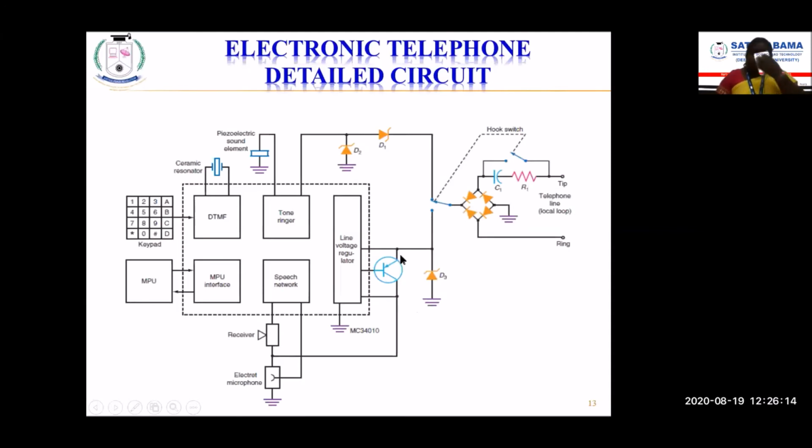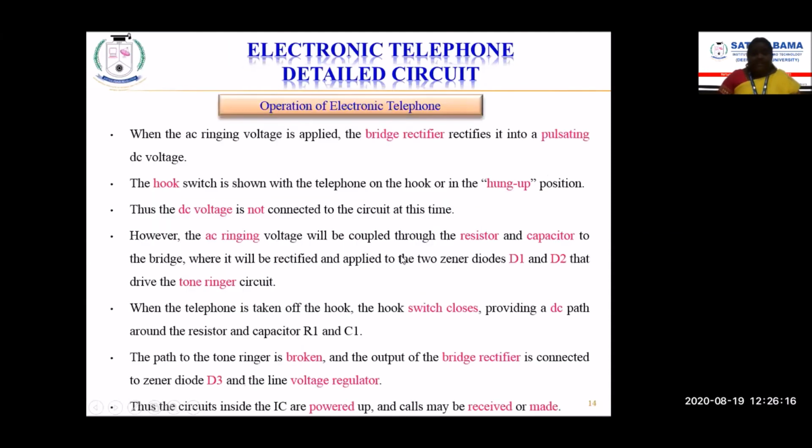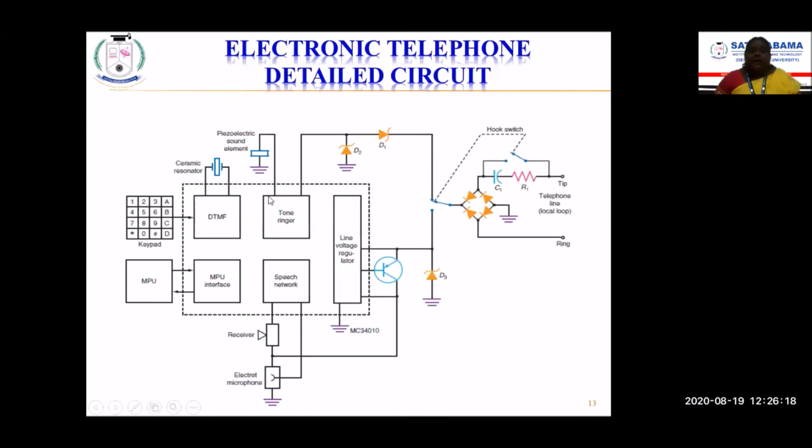Now let us see the detailed operation, how it is working. When the hook switch is on the handset, the circuit will be in an open loop condition. This we have discussed yesterday itself. The same is the case for the electronic telephone also. So in the detailed circuit, when it is in the on hook position, it will be in an open loop circuit.